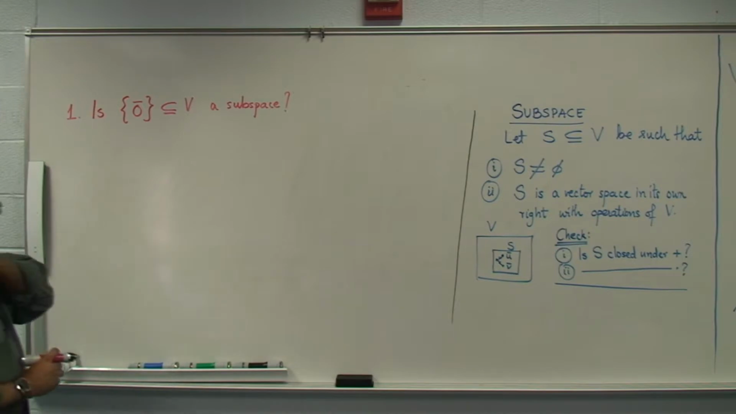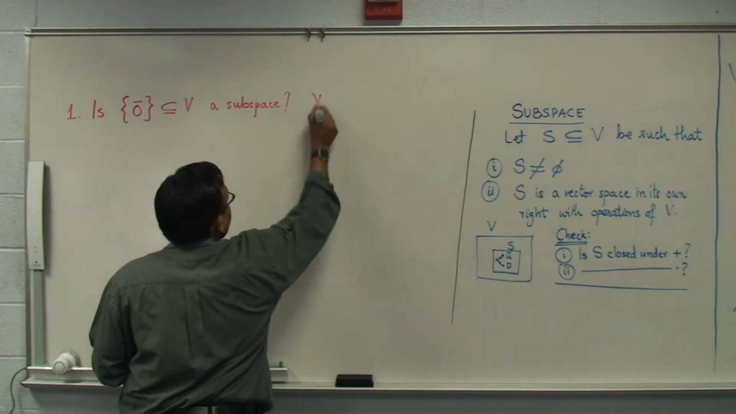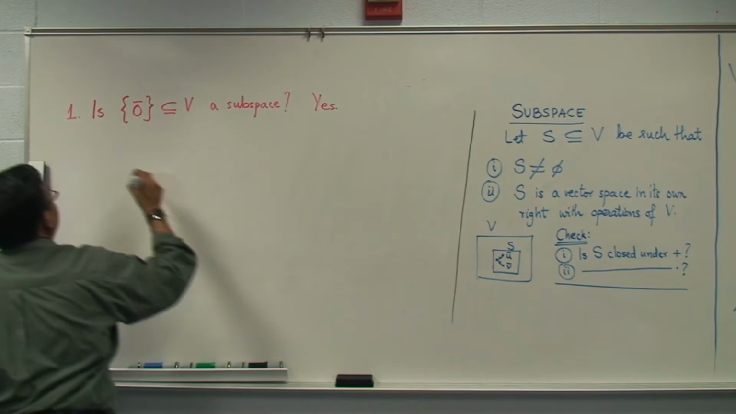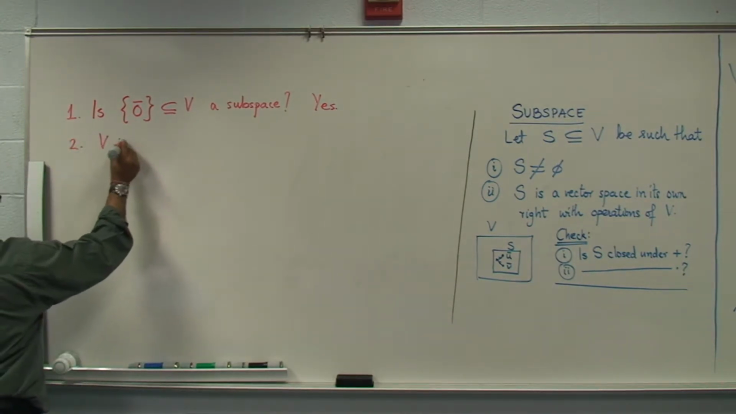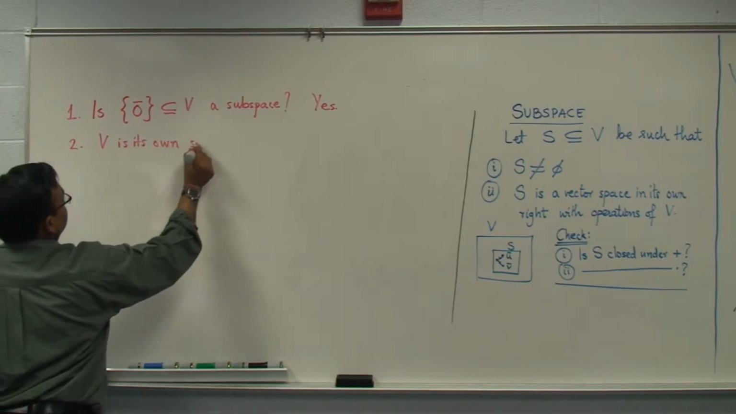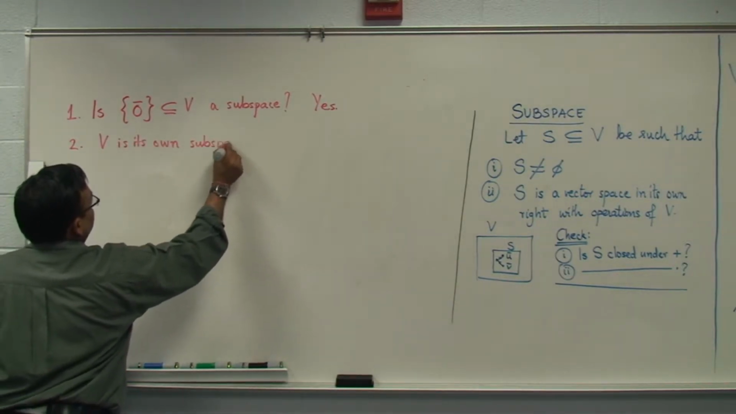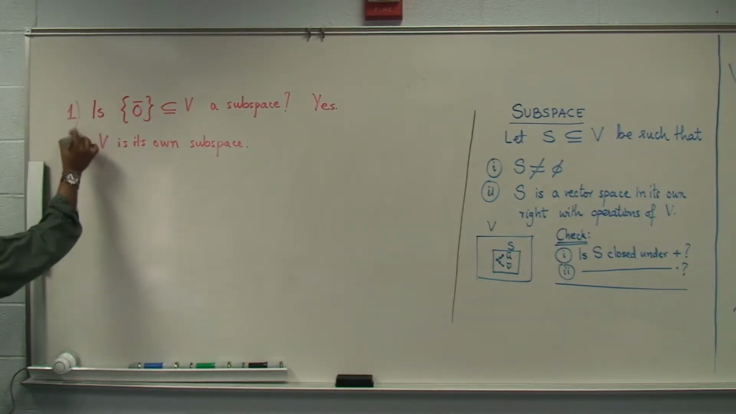Well, the zero set will definitely be closed under addition. 0 plus 0 will give you 0. And any scalar times 0 will still be 0. So definitely this will be a subspace of any vector space. Likewise, by default, V is its own subspace. So these are the so-called trivial subspaces. So we are interested in things which might be non-trivial.